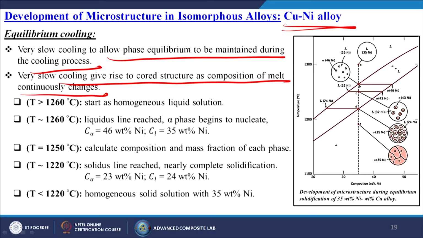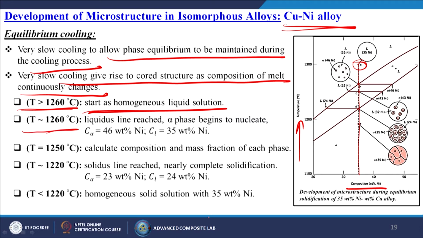In this case, this axis is the composition in weight percent of nickel and this is the temperature. Now we are going to look at the characteristics of this line at different points. Suppose we are talking about more than 1260 degree centigrade, that means point A. It starts as a homogeneous liquid solution, liquid L with 35% of nickel. Now, when T is about 1260 degree centigrade.